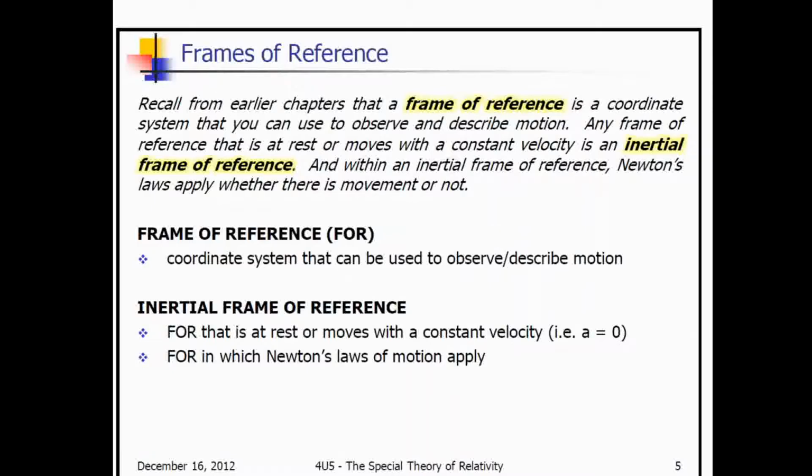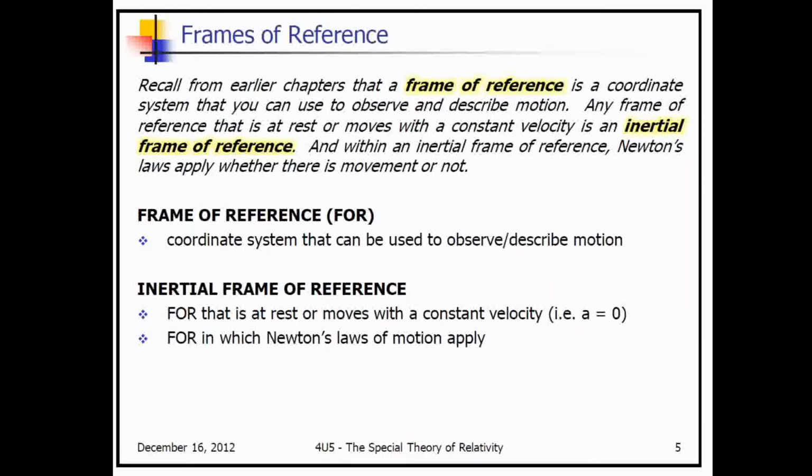So now it says, recall from earlier chapters that a frame of reference is a coordinate system that you can use to observe and describe motion. Any frame of reference that is at rest or moves with a constant velocity is an inertial frame of reference. And within an inertial frame of reference, Newton's laws apply whether there is movement or not.